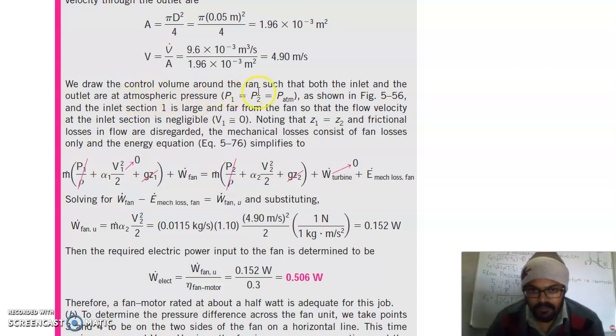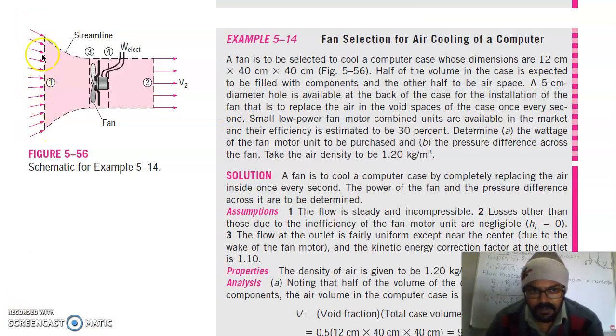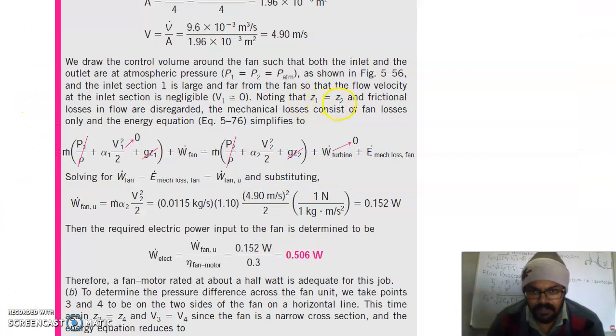We draw the control volume around the fan such that both the inlet and the outlet are at atmospheric pressure. P1 is equal to P2 is equal to atmosphere pressure. V1 is equal to 0 because inlet is very large, so velocity at inlet is always negligible. Z1 is equal to Z2 and friction losses in the flow are disregarded. So this is your energy equation, that is mass flow rate into pressure head, velocity head and your datum head, plus work of fan is equal to the same at outlet, plus energy mechanical loss. So this term is 0, this term is 0, this is neglected.